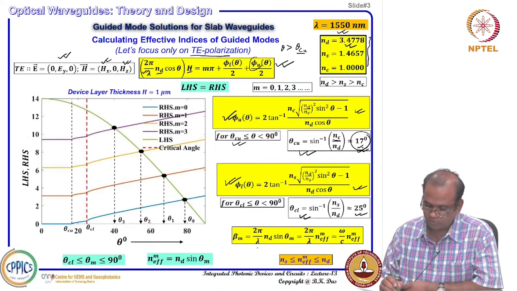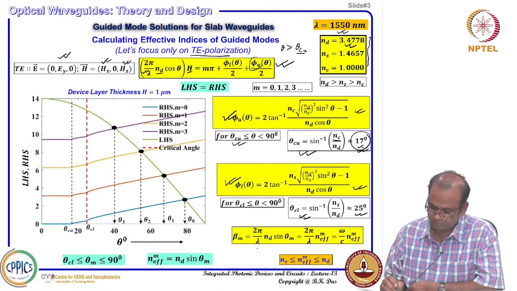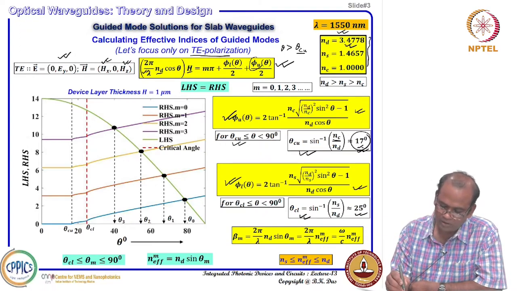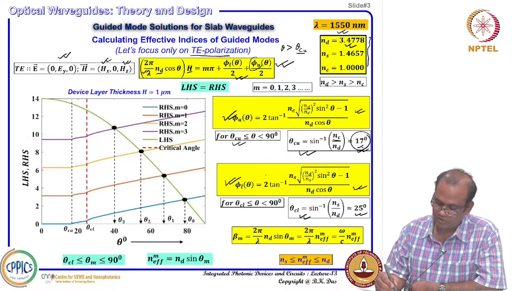Now we know that we have to find solutions for theta, and this is a transcendental equation, with theta on both sides. The phi l theta expression is this one and the phi u theta expression is this one.